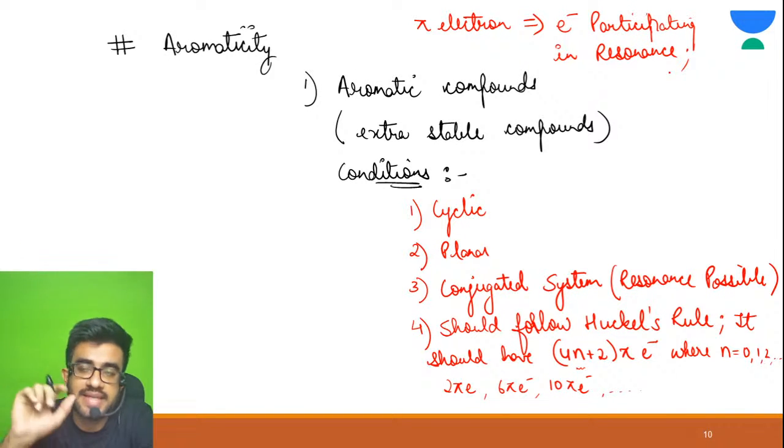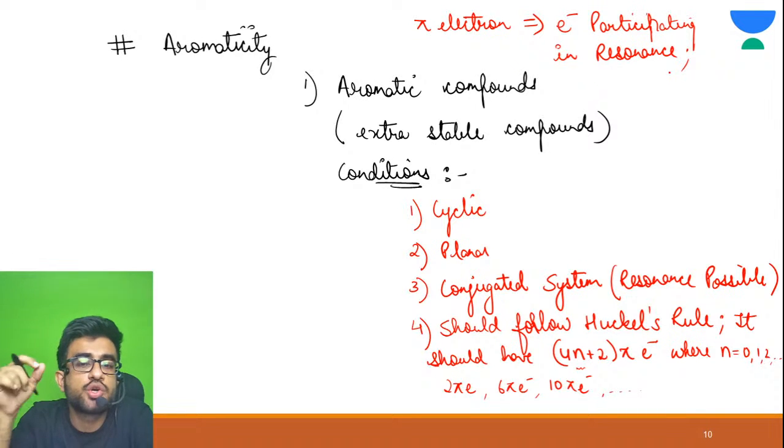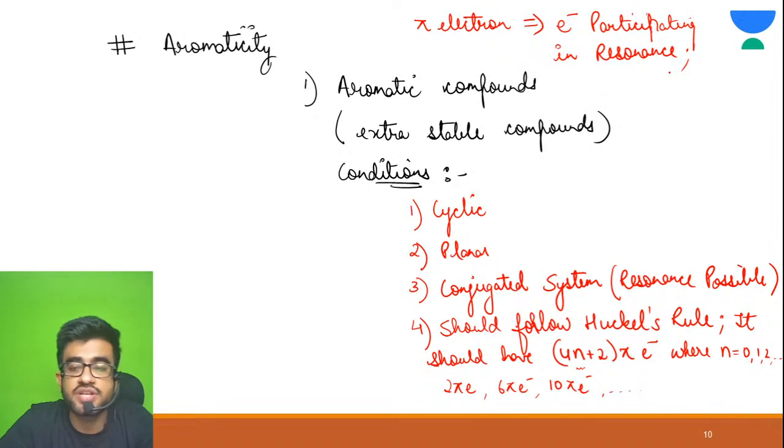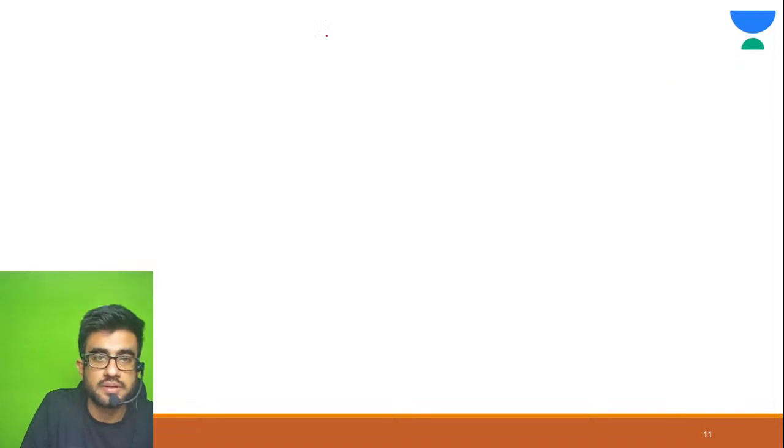So it should be cyclic, it should be planar, it should have resonance, and it should have 4n plus 2 pi electrons. 2 pi, 6 pi, 10 pi, like this. Is this much clear to all of you? Shall I give you some examples of it? Give me a thumbs up in the chat section if this is clear. Let me give you some examples.